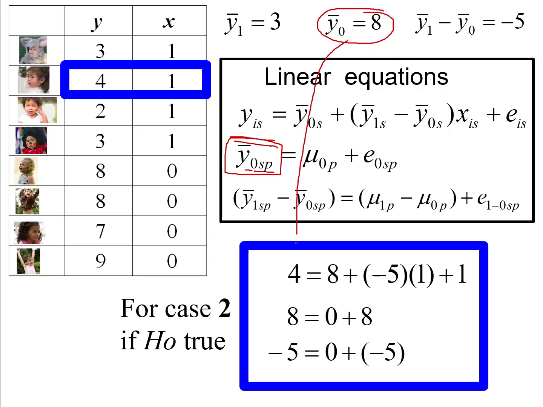So I'm going to take that 8 and I'm going to put it right down here and plug that in there. And we're going to say the mean for group 0 is equal to the true population parameter. And as always, we're simply going to assume the null hypothesis is true and that the true parameter is 0. So I'm just going to put a 0 there.